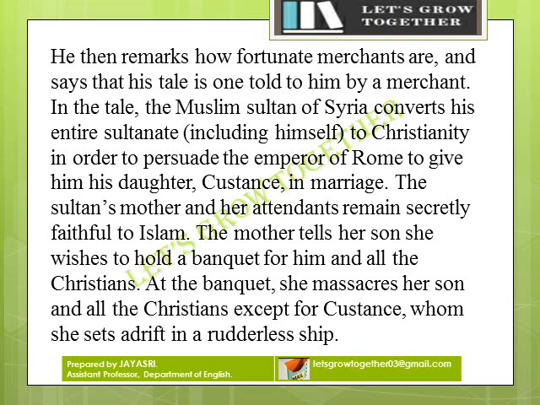In the tale, the Muslim Sultan of Syria converts his entire sultanate, including himself, to Christianity in order to persuade the Emperor of Rome to give him his daughter, Constance, in marriage. The Sultan's mother and her attendants remain secretly faithful to Islam. The mother tells her son she wishes to hold a banquet for him and all the Christians. At the banquet, she massacres her son and all the Christians except for Constance, whom she sets adrift in a rudderless ship.